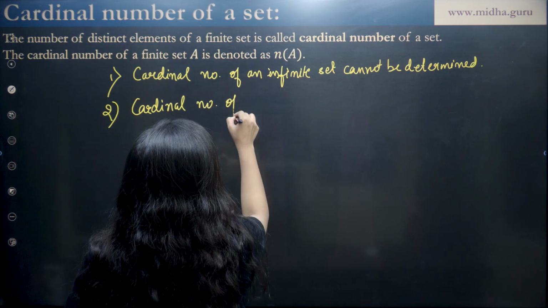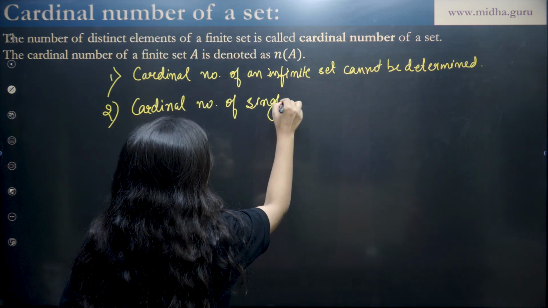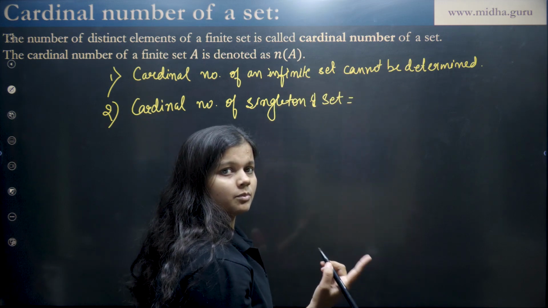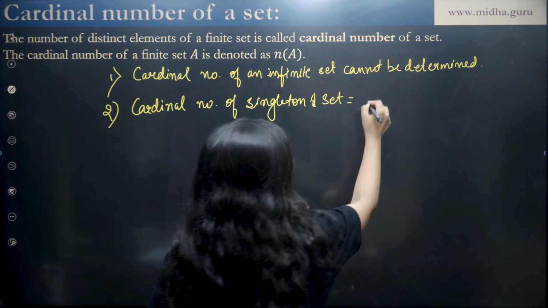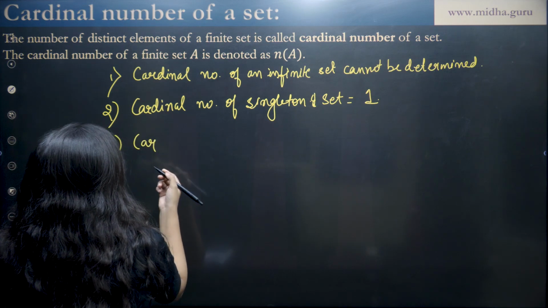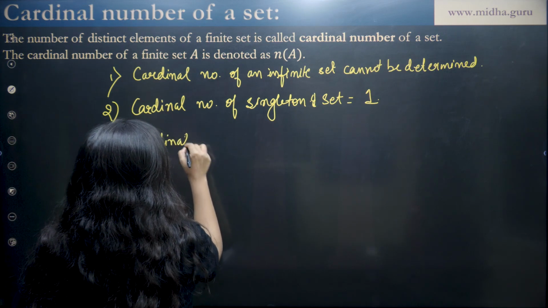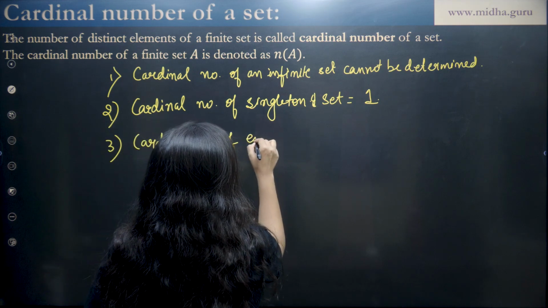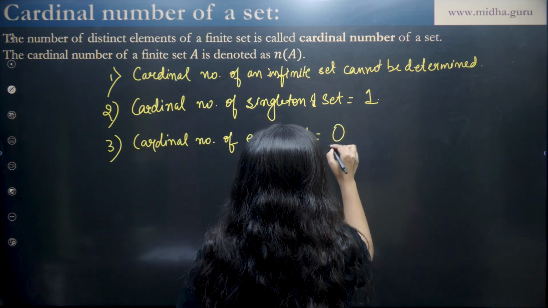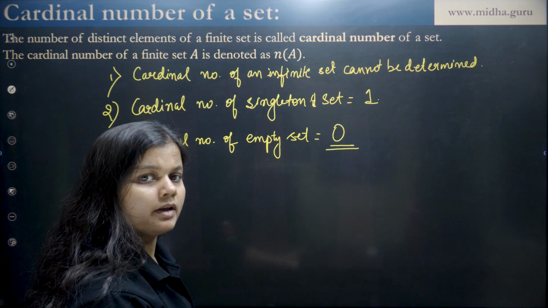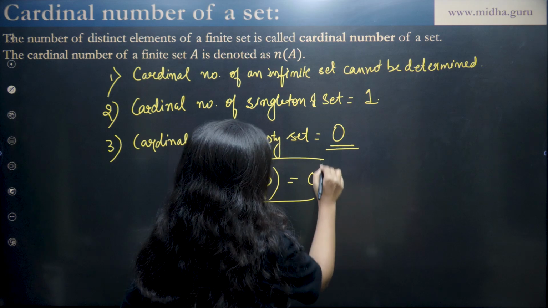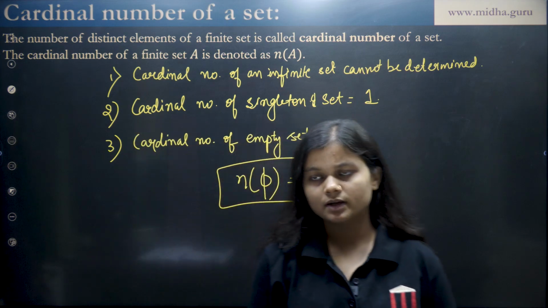Cardinal number of singleton set is 1, because the number of elements in a singleton set is 1. And cardinal number of empty set is 0, because no elements are present inside the empty set. So it can also be written as n of phi is equal to 0. Okay, I hope this is clear.